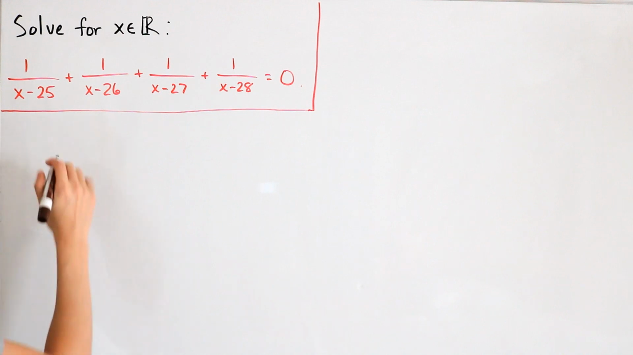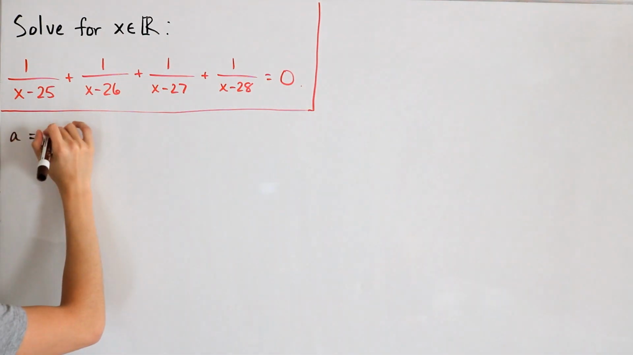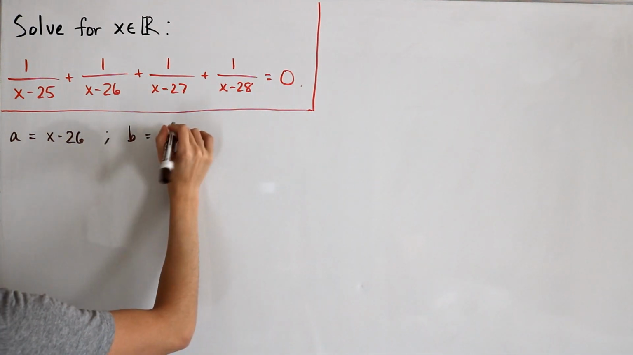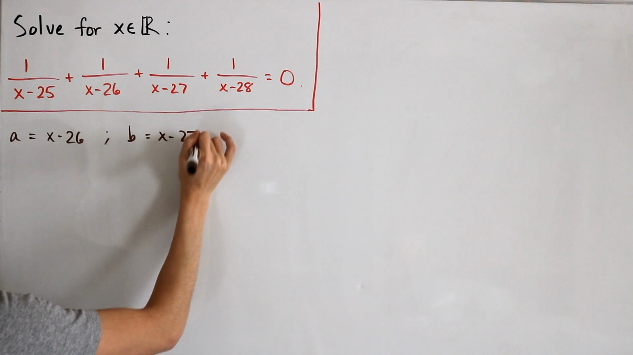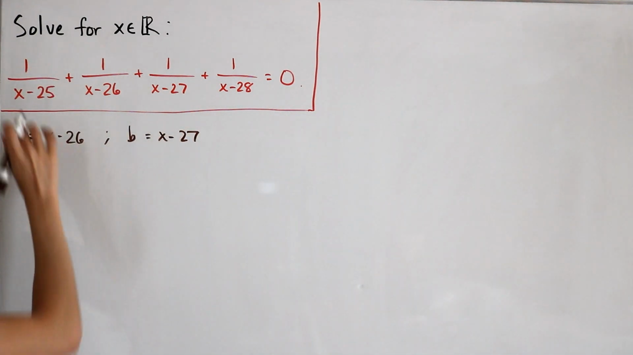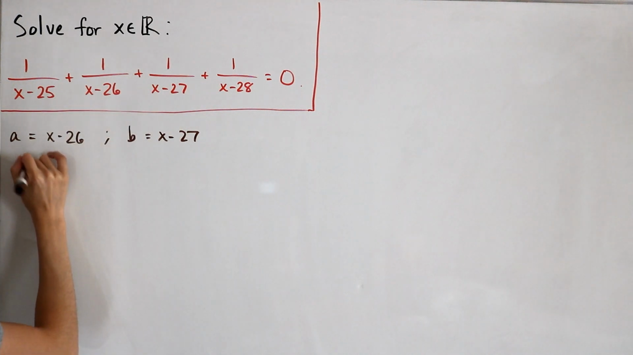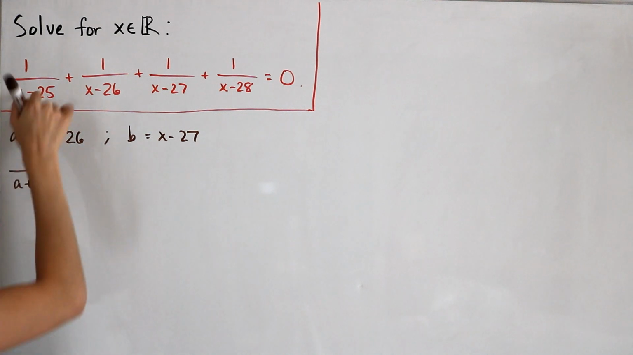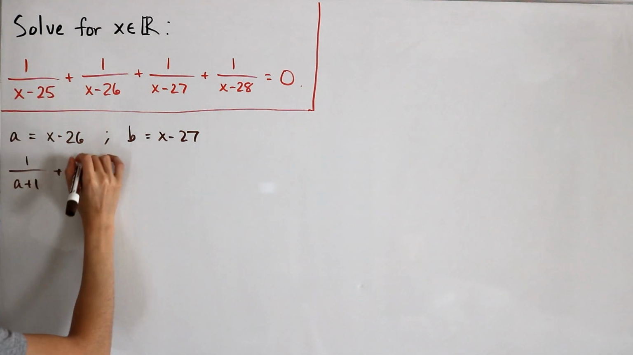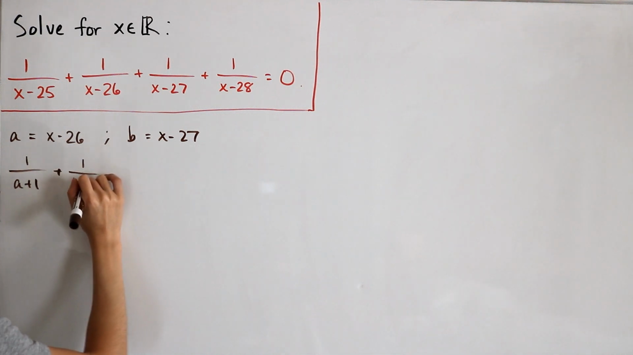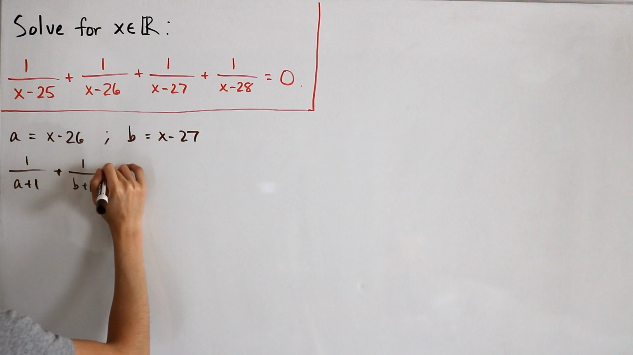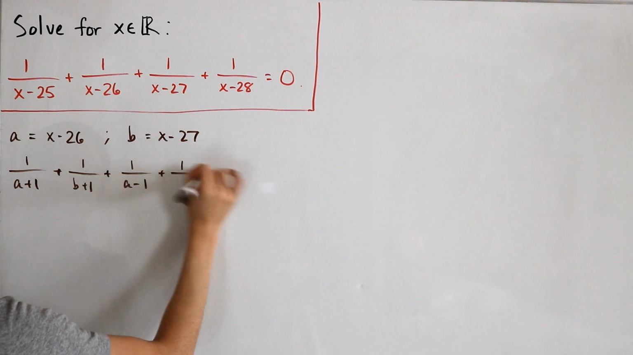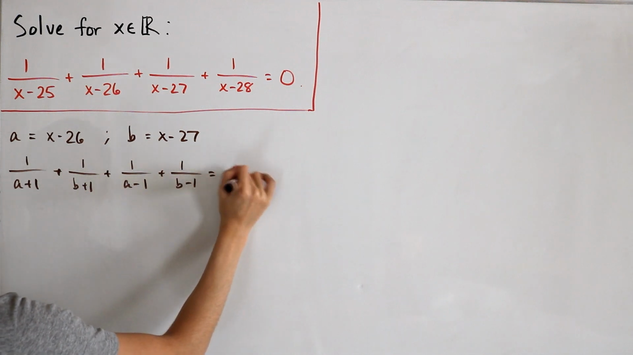Suppose we let a equals x minus 26, and we also let our second parameter b equal x minus 27. Then if we plug this back into our given equation, we would have the following. I can plug in a plus 1 here, which matches the 1 over x minus 25. Add this with 1 divided by b plus 1, coming from here, that's how we get 26. Add this with 1 divided by a minus 1, and the same thing, 1 divided by b minus 1. Set that equal to 0.